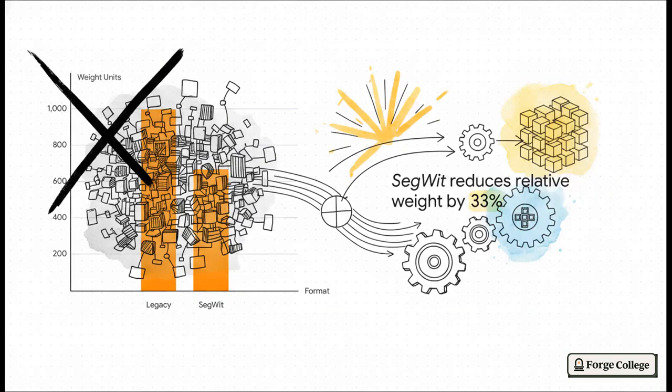And this chart makes it painfully obvious. By literally just rearranging the data, we achieved a 33% reduction in relative weight for the exact same transaction, meaning miners can pack way more transactions into a single block. It's just an incredibly elegant engineering victory.